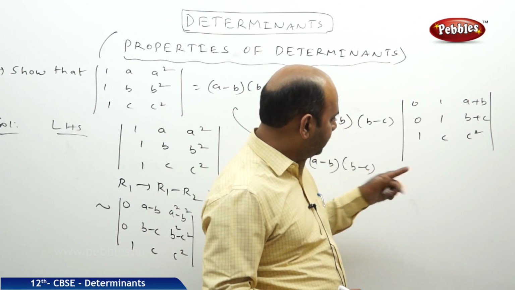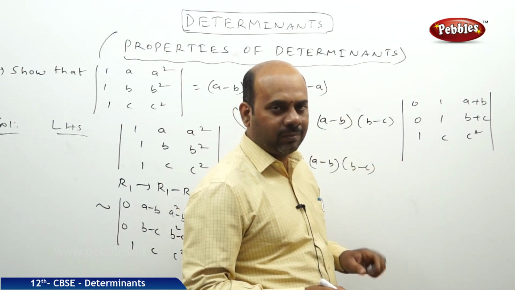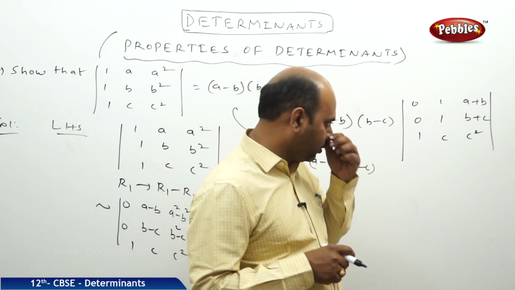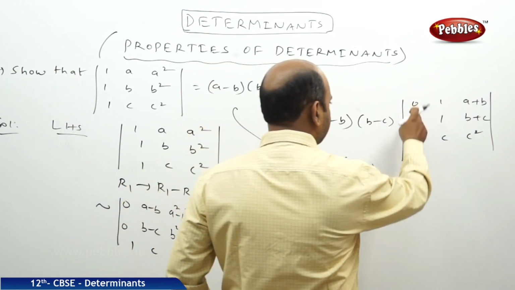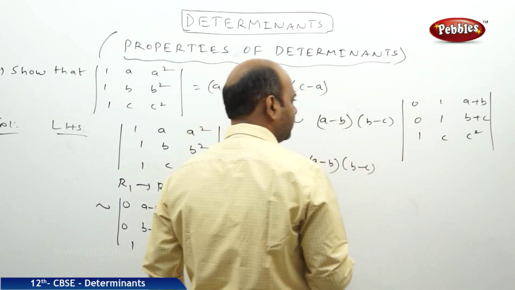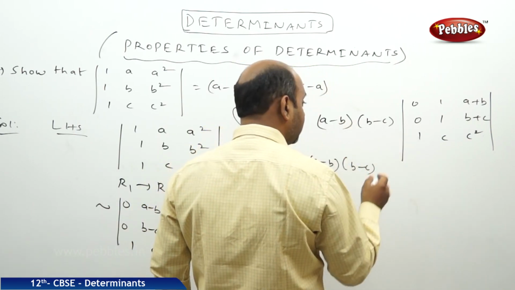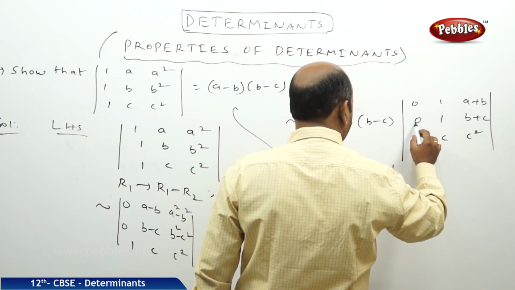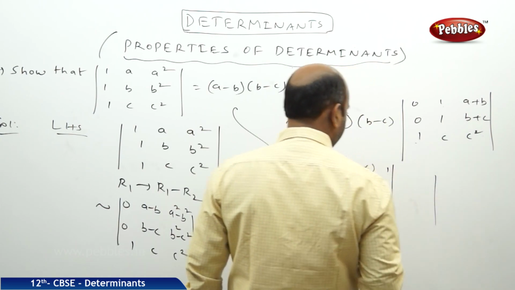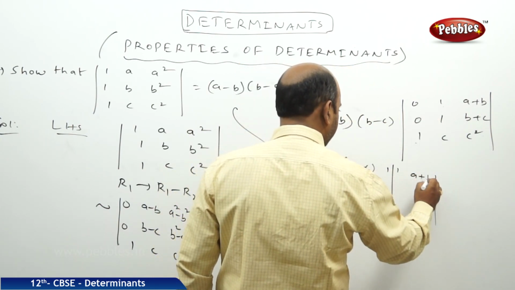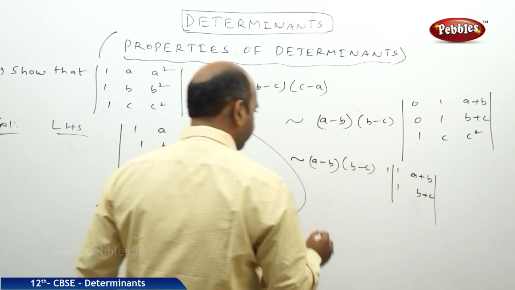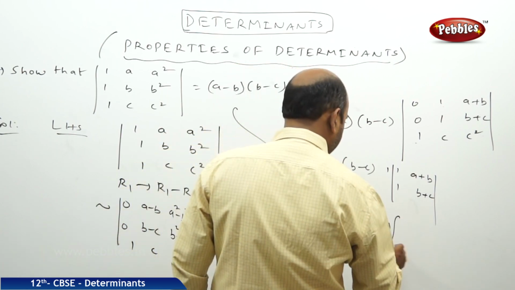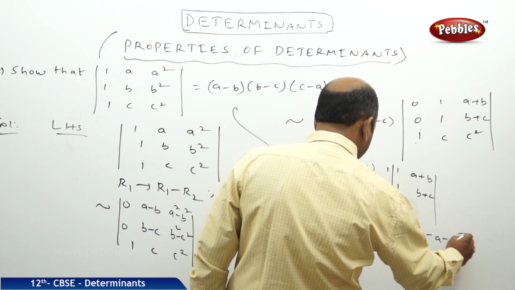I give a small suggestion. Whenever a row or column has the maximum number of zeros, try to expand the determinant using that particular row or column. So I will be expanding with respect to the last column. When I expand with respect to the last column, the signs are plus minus plus, minus plus minus, plus minus plus. So 1 into its minor, that means 1 into a plus b and 1 here b plus c. So we get (a minus b)(b minus c) and here, b plus c minus a minus b.